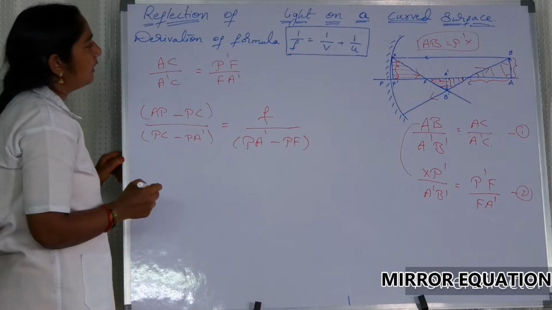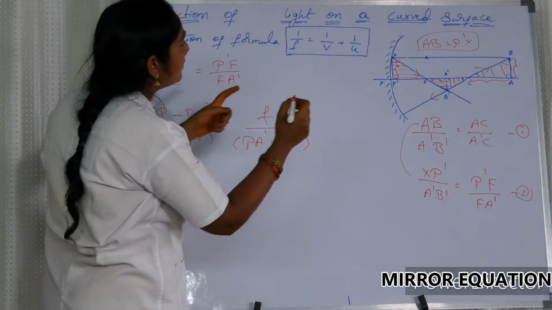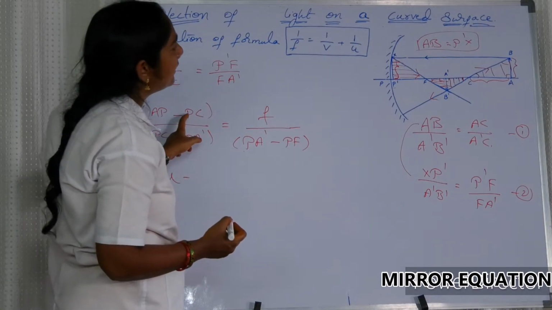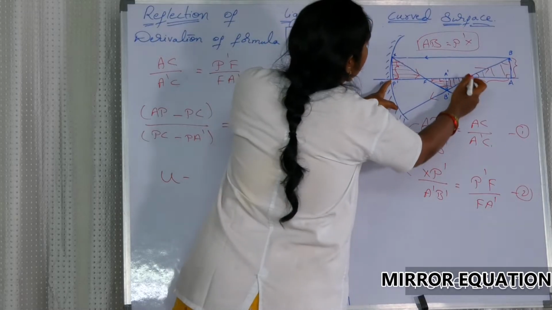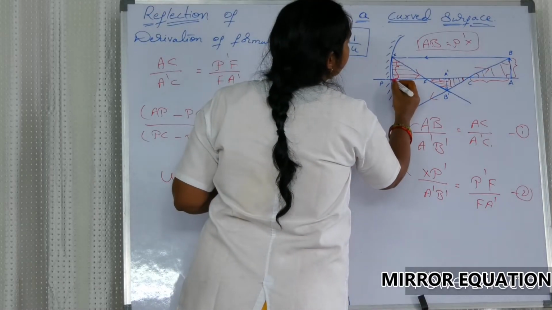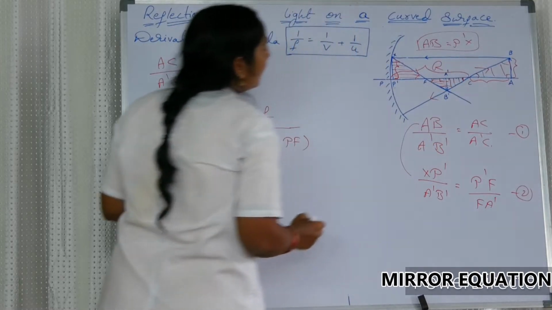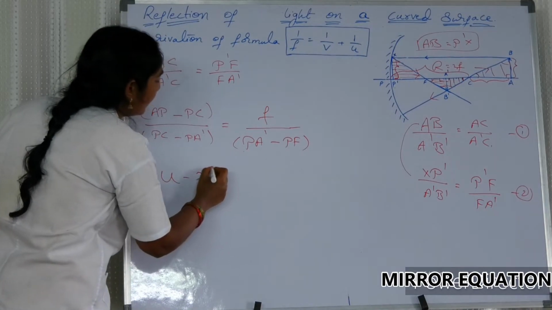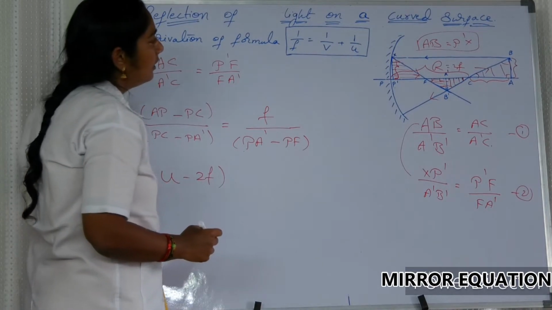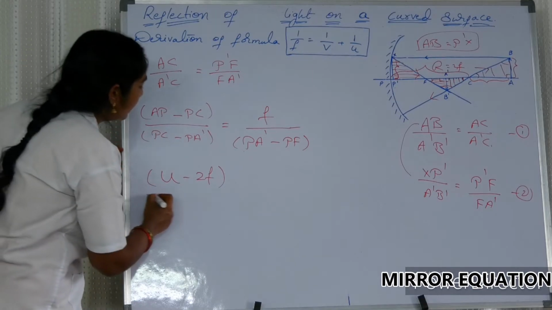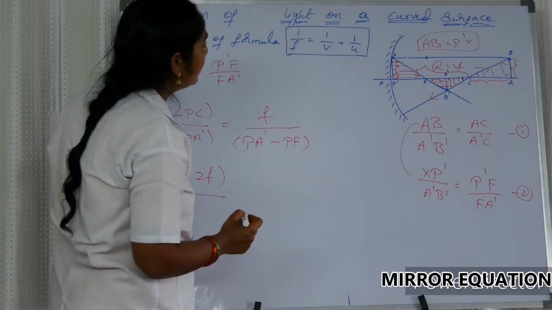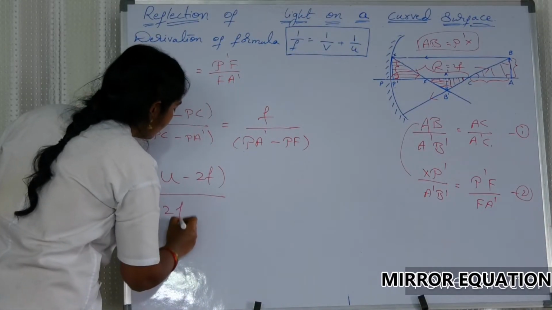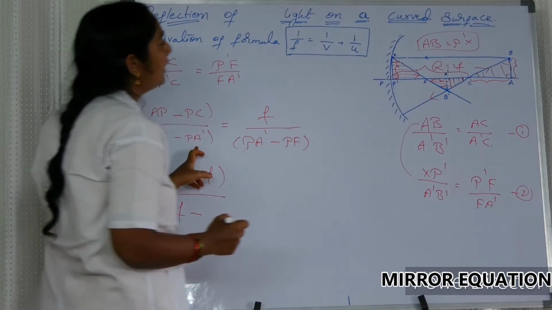So my dear friends, you can see here AP is nothing but the object distance, generally we write it as u, and PC is nothing but the radius of curvature, and that is again equal to 2f. Radius of curvature equal to 2f, so I can write it as 2f. Okay, so next, now divide by PC. PC is already seen to be 2f. So 2f minus PA'.